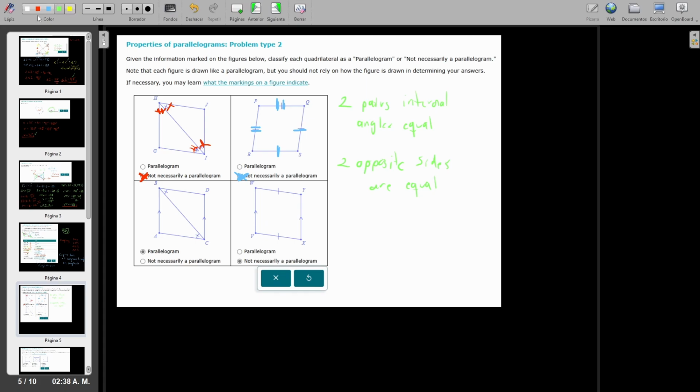Now the other condition. They need to be parallel. In this case, these segments are parallel. They do not cross each other. Why? Because the definition of a parallelogram is they need to have two pairs of parallel sides. They need to have two pairs.